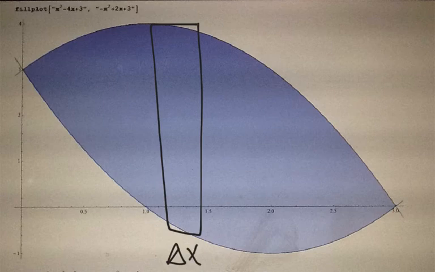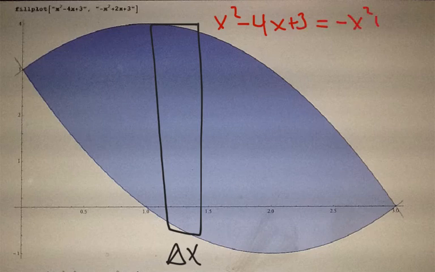fairly straightforward. We still need to figure out the points of intersection on the x-axis to figure out where we're integrating from. So we'll have our x squared minus 4x plus 3 equal to negative x squared plus 2x plus 3. And the 3's cancel, so we don't need to worry about those.